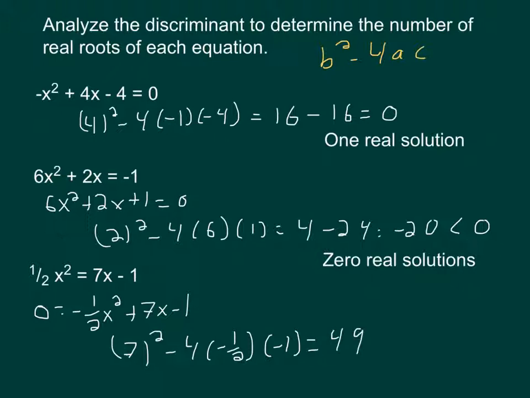That's 49, and 4 times negative 1/2 times negative 1 is going to be 2, so that's equal to 47. And the key here is that that is positive, and because that's positive, I know that I'm going to have two real solutions, specifically two distinct real solutions, two different numbers. And that's how you use the discriminant. It's just part of the quadratic formula, but we can save ourselves some time to see if we're going to have any solutions or if it's worth finding at all.